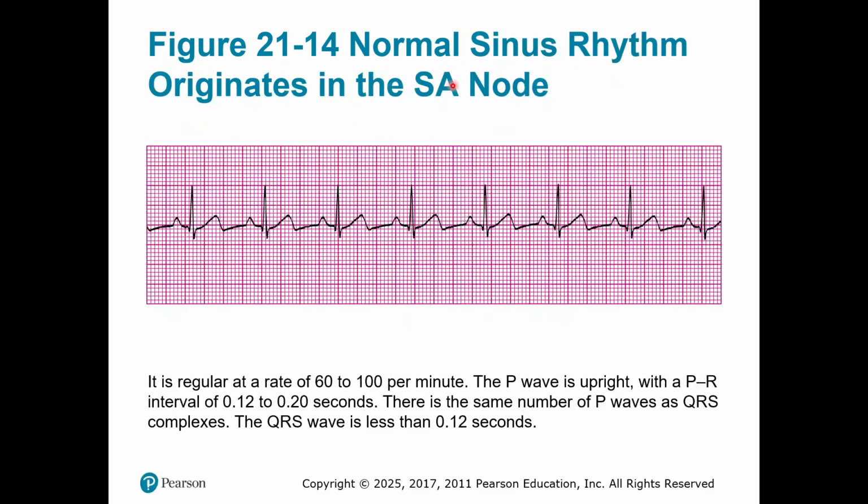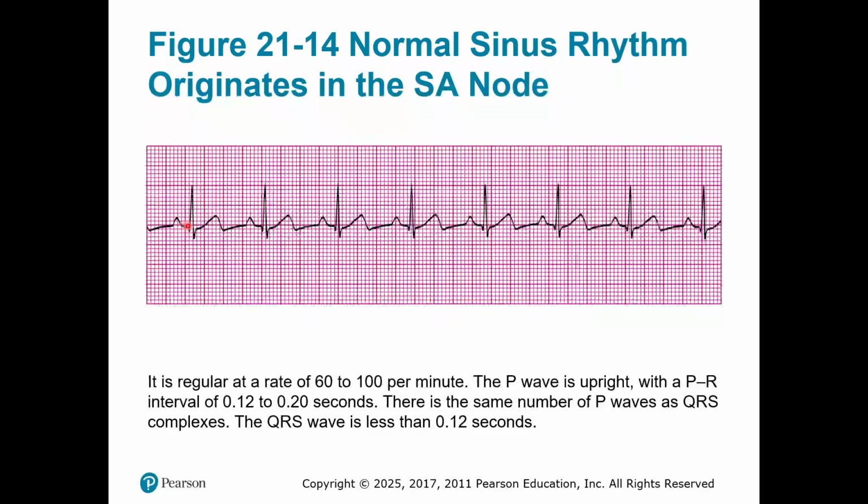This is a normal sinus rhythm. I'm sorry, it's 7:37 a.m. on Wednesday morning, and there's a bad wreck on 285, and I'm just getting all kinds of text on it. All right.